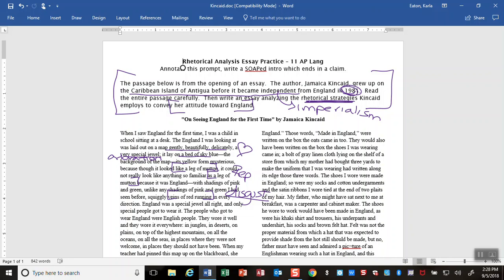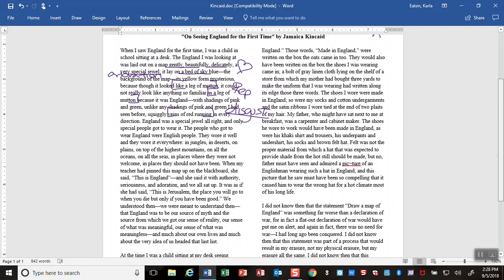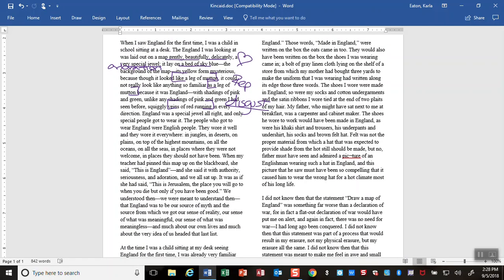And let's go on in our reading of this section and see if that is validated, that it isn't adoration, it's disgust. "England was a special jewel, all right, and only special people got to wear it." Wow, do you see that sarcastic tone?